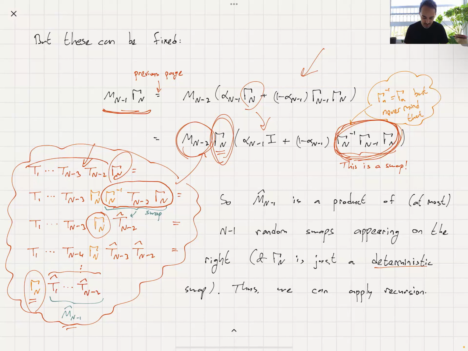Right, so more precisely, M hat n minus 1, I think I should have called it M hat n minus 2, maybe. Yeah, probably. But generally, M hat of whatever is a product of at most that number of random swaps appearing on the right, and to the left you have a deterministic swap that appears there. That's fine, because you're only going to open the random swaps, and the induction is going to be according to the number of random swaps that you have on the right.